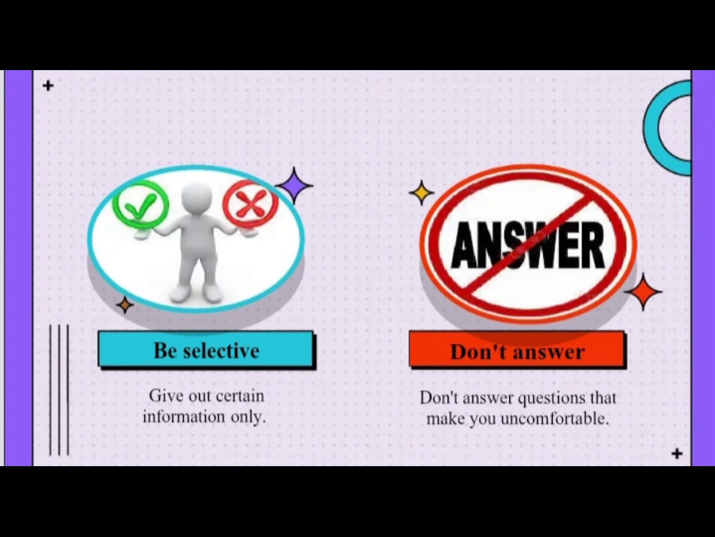So number 6 is give out certain information only. So ito naman is wag tayo basta-basta magbigay ng mga personal info online, lalo na yung mga address natin or cellphone number natin. So number 7, don't answer questions that make you uncomfortable. So lahat tayo is may karapatang tumanggi sa mga tinatanong sa atin, lalo na sa social platforms na hindi tayo komportable, lalo na sa mga privacy life natin na hindi talaga pwede sabihin or i-share.